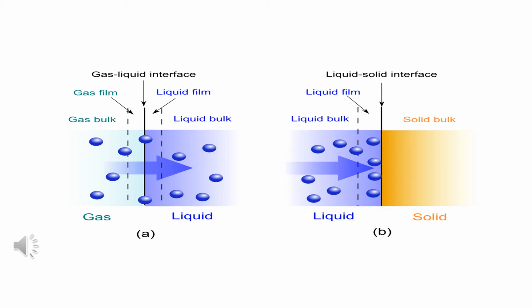But in the second figure, if you observe, there is a liquid bulk and a solid bulk. The liquid molecules are concentrated on the solid bulk. That is, the liquid molecules are adsorbed on the surface of solid substance. So this is called adsorption. Figure A represents the absorption process, whereas figure B represents the adsorption process. Okay, students?